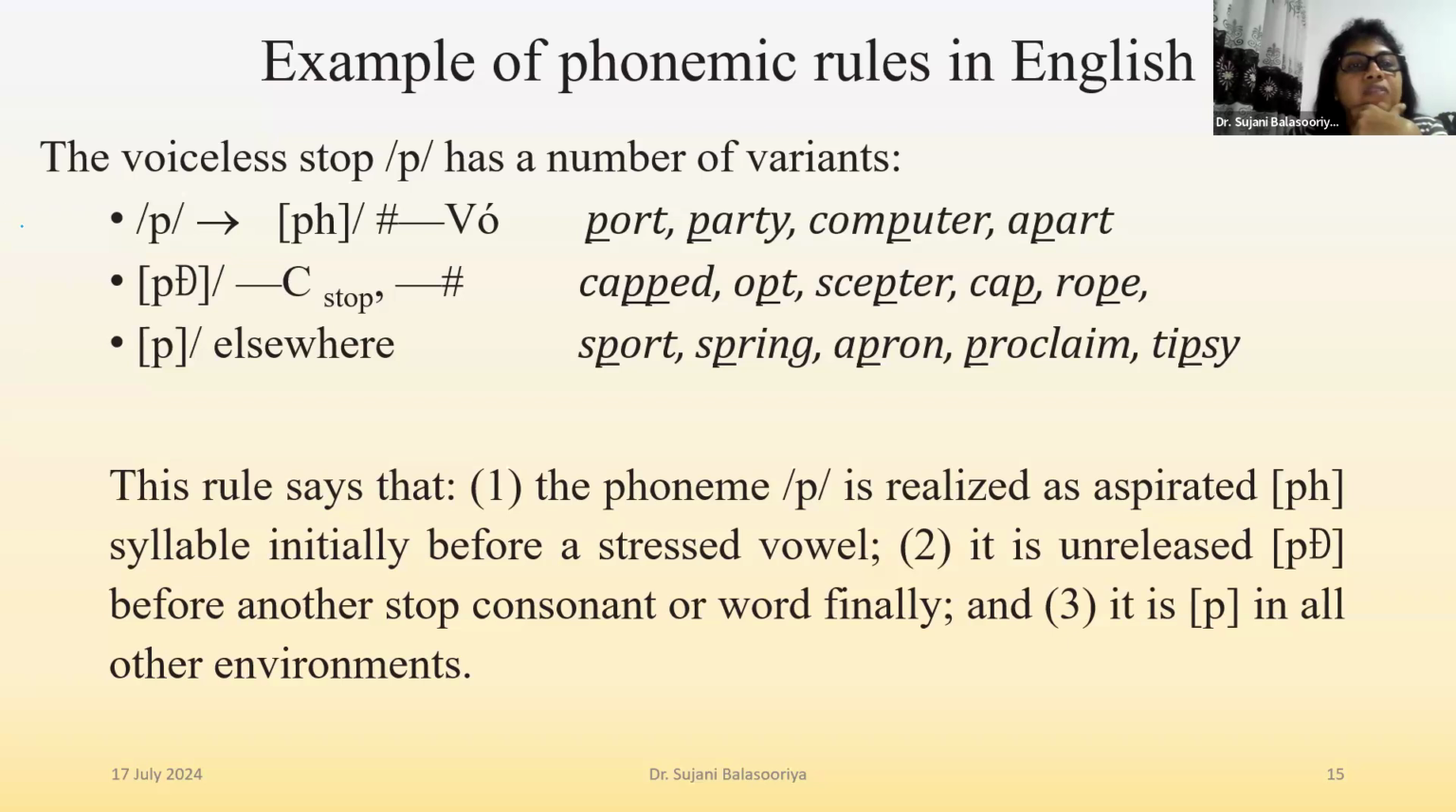Right? We are talking about the voiceless stop. That means /p/. /p/ is the phoneme, and it has a number of variants, which means it has a number of allophones. These are the phonemic rules that are written to show the use of these allophones of the phoneme /p/, right? Okay, now try to understand. The explanation is given down here, right?